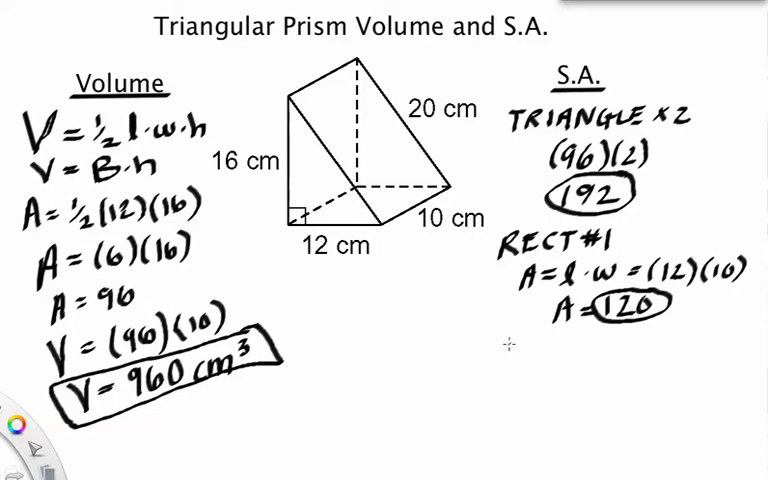Rectangle 2. I'm going to look at the back rectangle, the one in the back. The dimensions of rectangle number 2 are 16 by 10. So A equals 16 times 10. That's going to be 160.